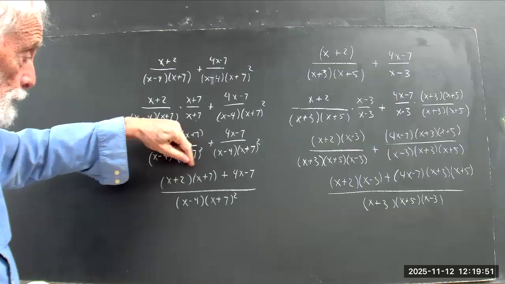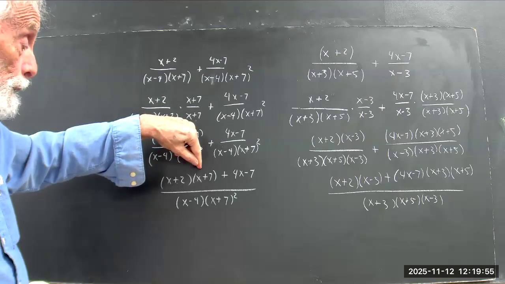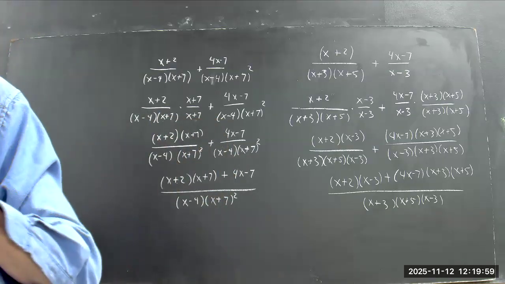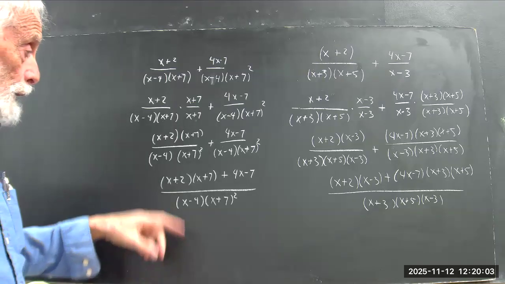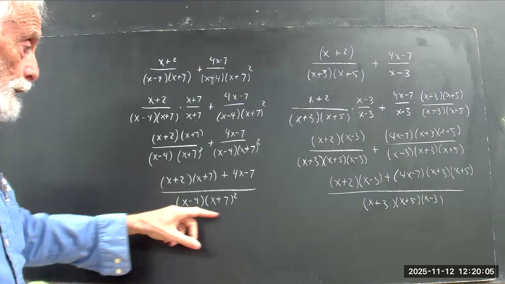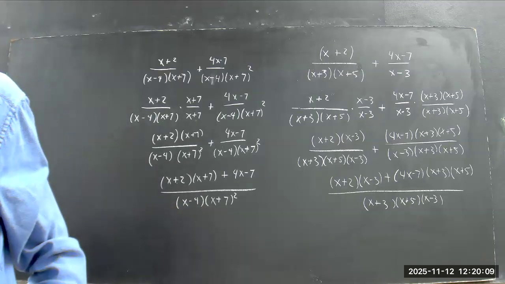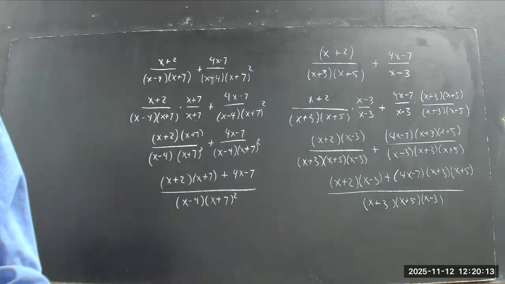Again, we'd have to multiply out the x plus 2 times x plus 7 in the numerator and simplify that down to a single polynomial. And then try to factor it and see if any factors match factors of the denominator. Okay? But there's the process for adding any two rational expressions.